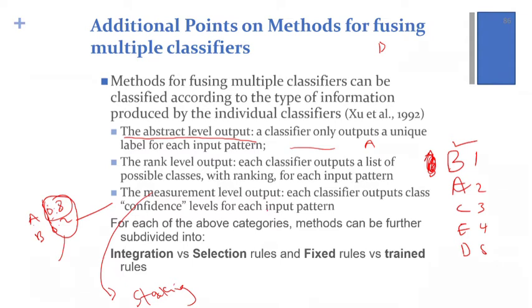Now, each of the above categories of methods can be further divided into integration versus selection rules, and then fixed rules and trained rules. We already discussed what we mean by fixed rules, where we assume we're going to use majority voting or weighted majority voting. And the trained rule is the example of stacking we have discussed. Then what do we mean by integration and selection?